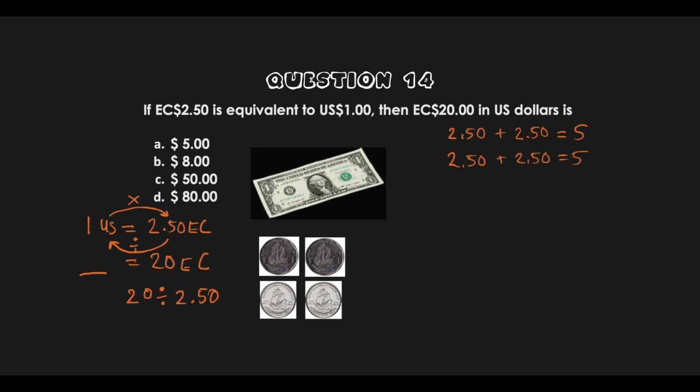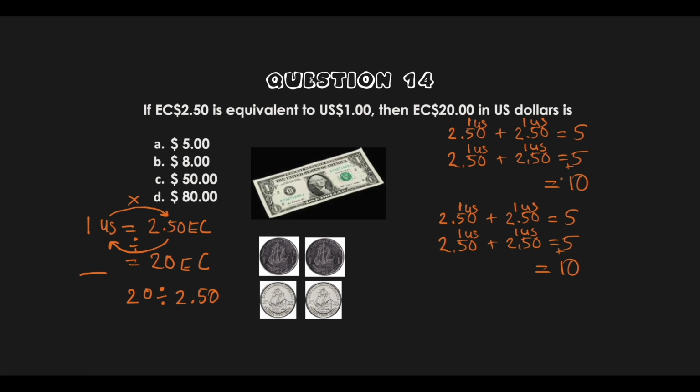So together we have how much? $1, another $1, another $1, another $1. So together I have $4, which gives me together 10 EC. So therefore, if we have double that, to get 20 EC, we have to double this 4 US, and that would give us 8 US.